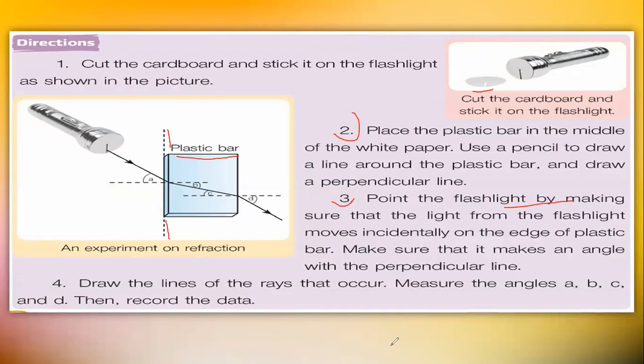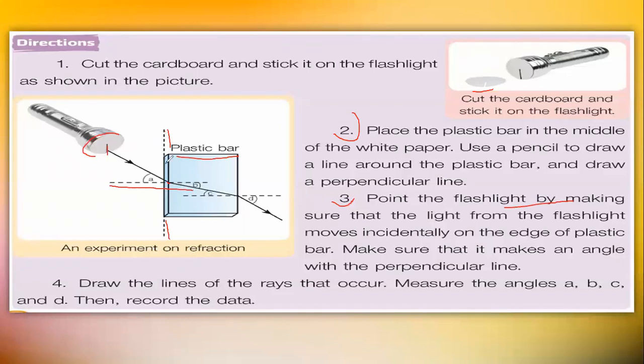Make sure that it makes an edge with the perpendicular line. So here you can see we already took the flashlight and we have a cardboard we already cut for that, and it has a cut right here. Then the flashlight, when the light releases from that and hits the plastic bar, right here, then what we have to do is just make a straight line.